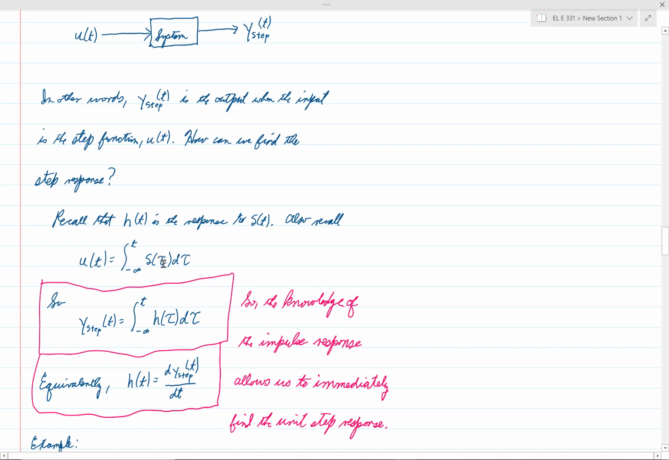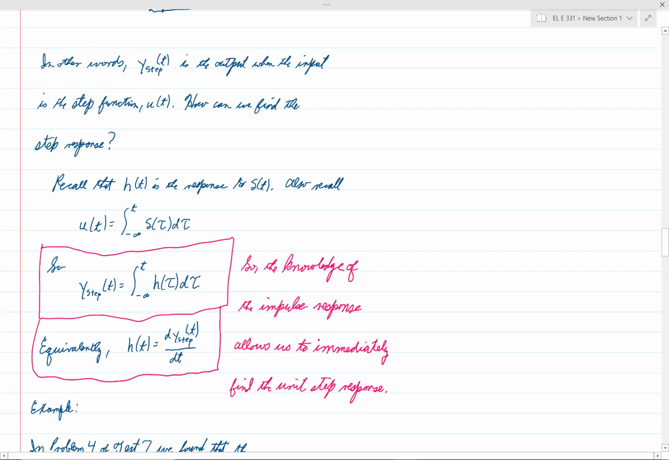It's just that simple. So we have here y step of t is the integral from negative infinity to t of h of tau d tau, which is equivalent to saying, if you take the derivative of both sides, that h of t is dy step dt. So the knowledge of the impulse response allows us to immediately find the unit step response. Let's look at an example of this and see how it works.